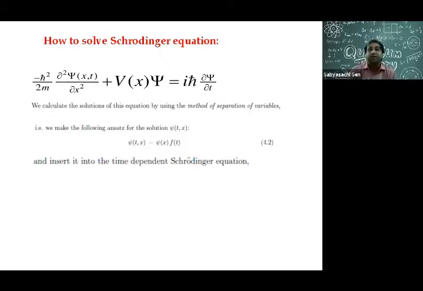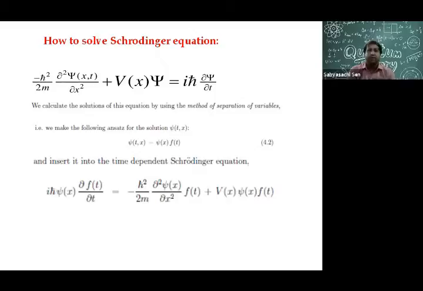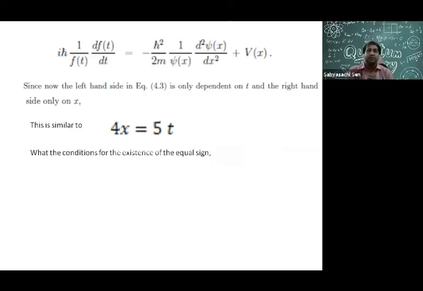If you follow step by step, the idea is very simple, you have to only follow step by step, and you end up with an equation whose one side depends on x, other side depends on t. It is only possible if both sides are equal to a constant, and I end up with a time independent version of the Schrodinger equation.